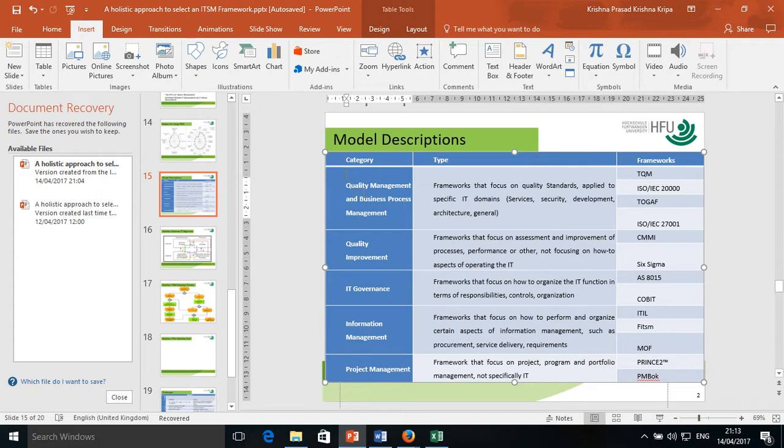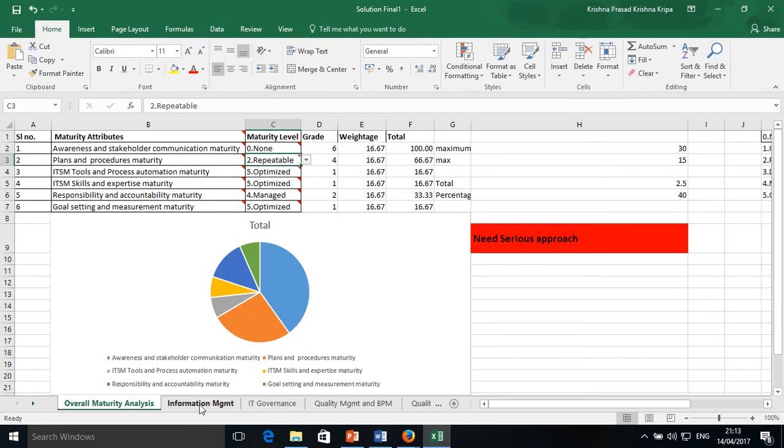So here there are 5 categories. You can see quality management and business process management, so quality improvement frameworks, then IT governance framework, information management framework, and project management framework. So any frameworks which help ITSM will fall only into these categories. So based on this, I have 5 sheets here.